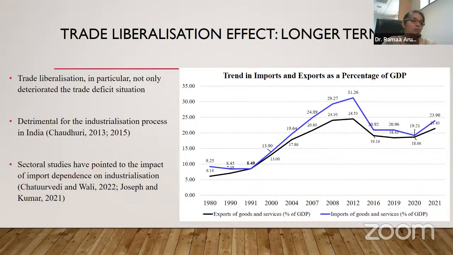But the more crucial question and the more concerning issue was the detrimental impact on the industrialization process of India. So, this is what the focus of the paper would be: how the impact of liberalization that could have boosted the industrialization process was not seen at a very disaggregated industry level. There have been many sectoral studies which have pointed out the impact of the grown import dependence on the process of industrialization in India.